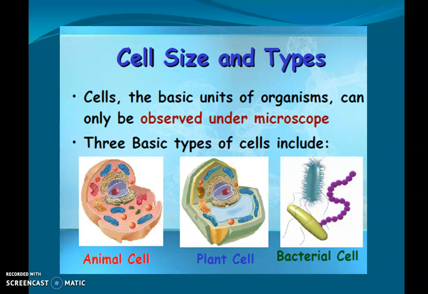Another aspect is the size of cells. Cells are so tiny in size that they are not visible to the naked eye. We need a microscope which magnifies and enlarges the image. The size of cells may range from several nanometers to micrometers. Three basic types of cells we can say are animal cell, plant cell, and bacterial cell.